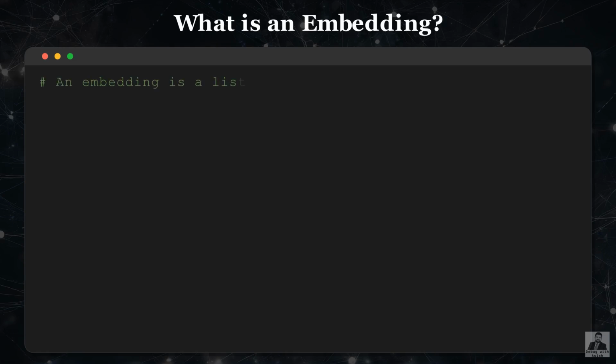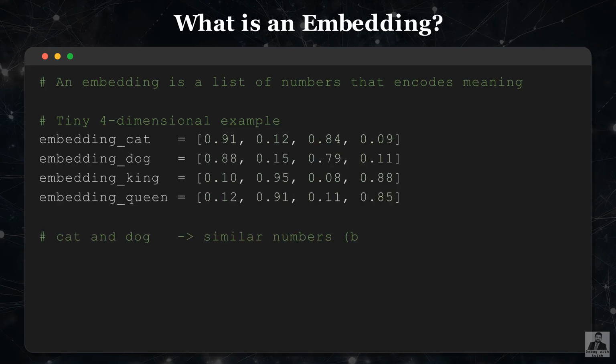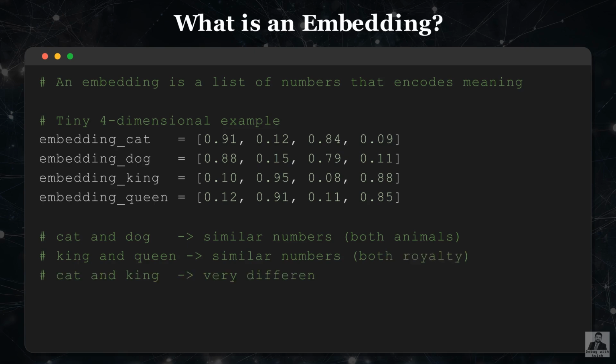An embedding is a list of floating point numbers that encodes the meaning of a piece of text. In this simplified example, each word is represented by just 4 numbers. Look at cat and dog. Their numbers are very similar. Look at king and queen, also very similar. Now, compare cat to king, completely different. The position in this numerical space captures semantic meaning. Words that mean similar things end up with similar numbers. In practice, real embedding models produce lists of hundreds or thousands of dimensions, capturing much richer relationships.